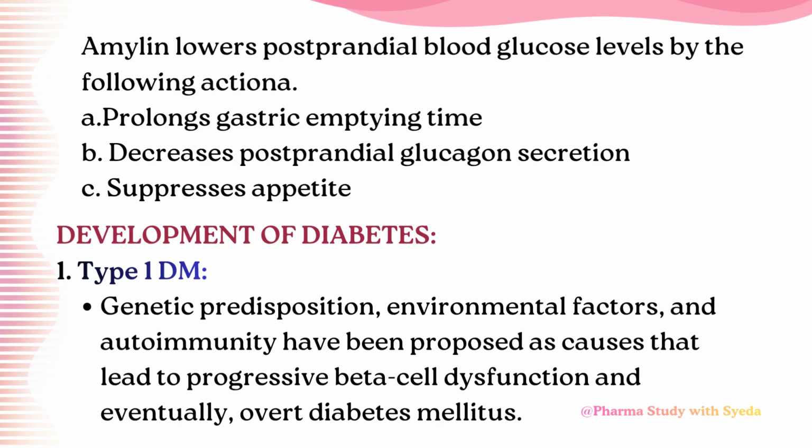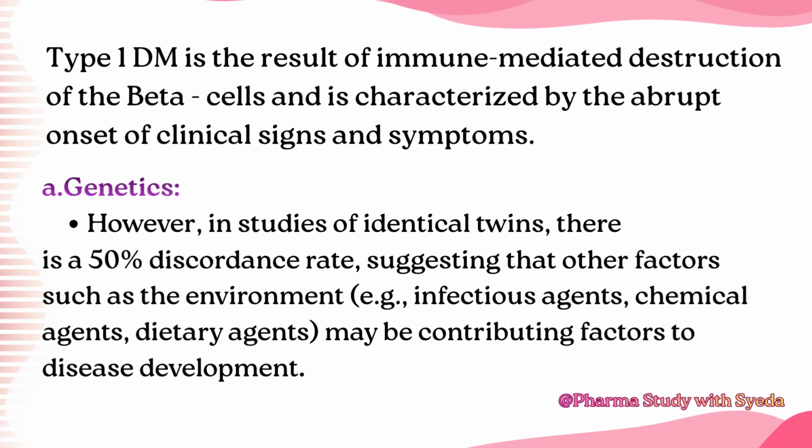Now let's understand the development of diabetes. First, type 1 diabetes develops due to a combination of genetic predisposition, environmental triggers, and autoimmune processes. Type 1 diabetes mellitus is the result of immune-mediated destruction of the pancreatic beta cells. It is typically characterized by an abrupt onset of clinical signs and symptoms, such as excessive thirst, frequent urination, and weight loss. Genetics. It plays an important role in its development.